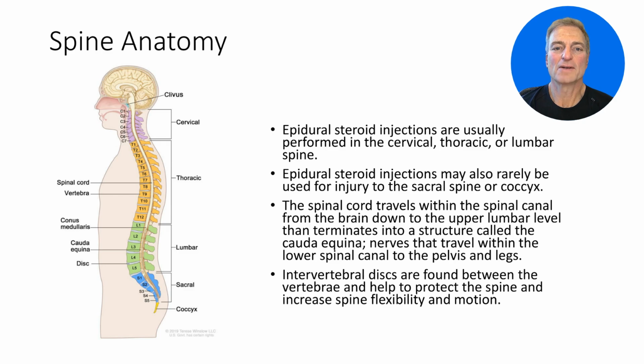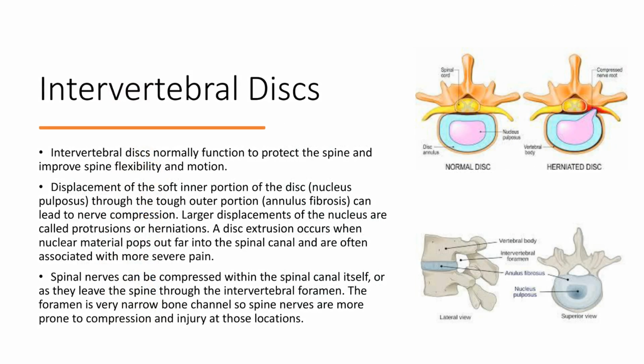By understanding the structure and function of the spine and its components, you can appreciate how vital it is for movement, stability, and nerve protection. Between the vertebrae lie intervertebral discs, which act as cushions and allow for flexibility. Each disc has 2 main parts.